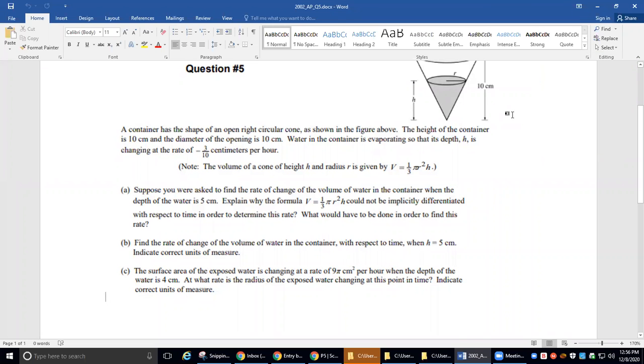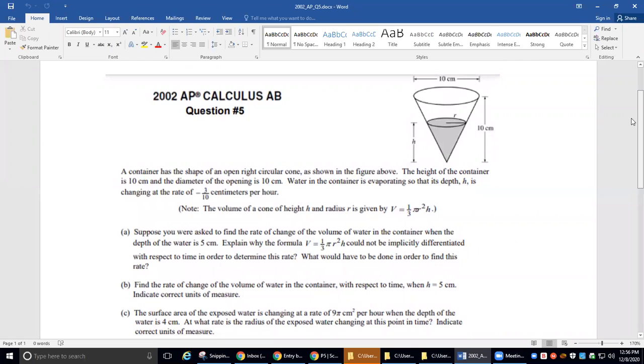Okay, here is your assignment for today. We're doing a related rates problem, exactly what we did yesterday. This time we're going to apply it to an actual situation. You have the height of the container at 10 centimeters and the diameter of the opening at 10 centimeters as well. It's a right circular cone.